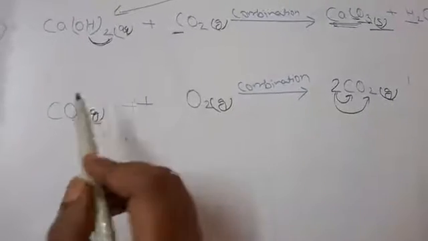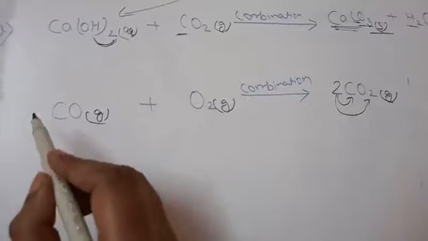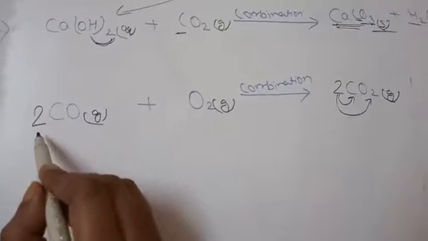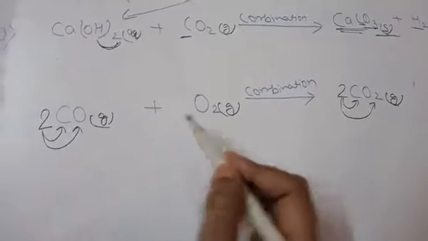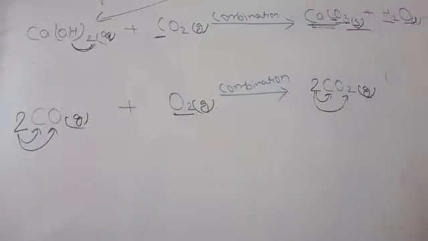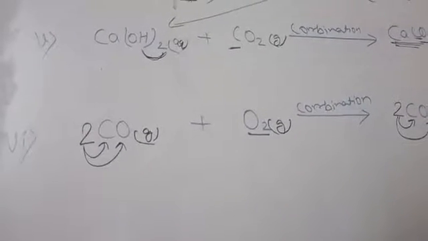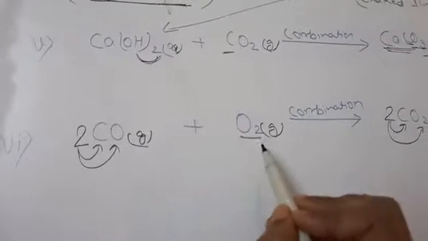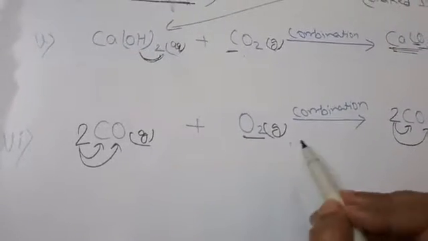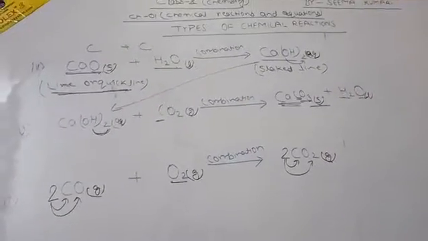Now here it is 1 carbon, so to balance it, multiply carbon monoxide by 2. Now it is 2 carbon and a total of 2 plus 2, 4 oxygen. Now it is balanced. This is a combination reaction, an example of carbon monoxide, which is a compound, reacting with oxygen, which is an element, to form a new compound. So I think you got my point.